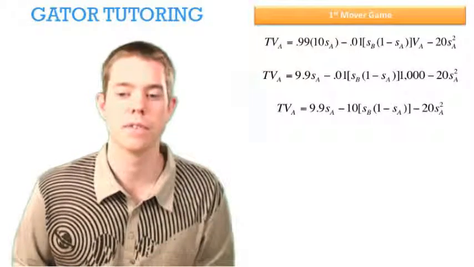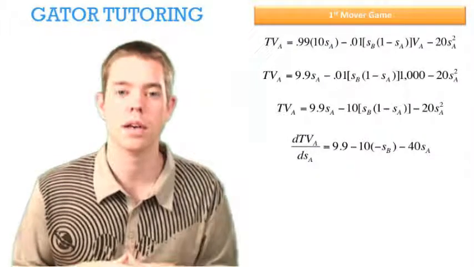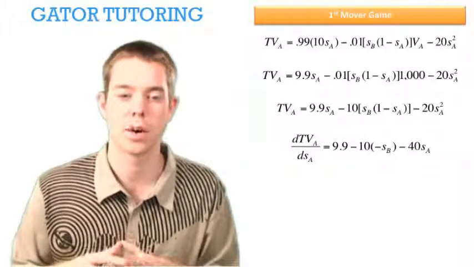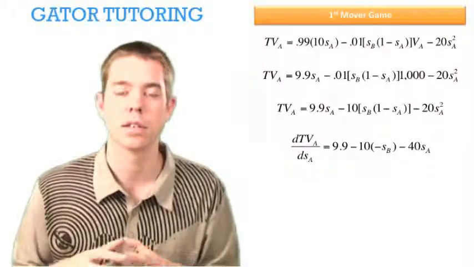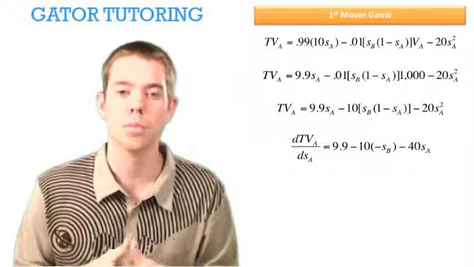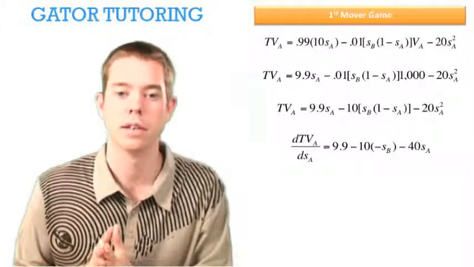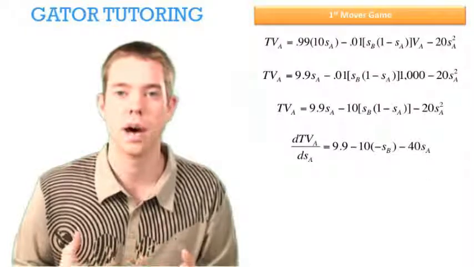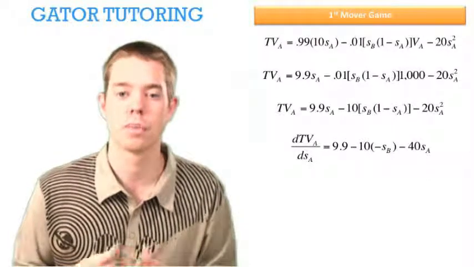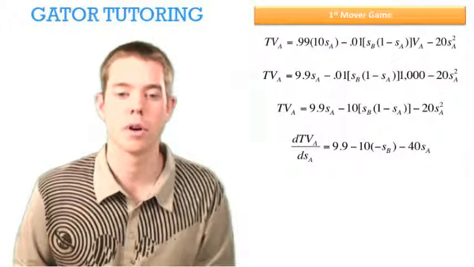Now we're ready to take the derivative of this with respect to SA. The 9.9 SA just becomes 9.9. We leave the 10 outside the brackets, and we do the derivative inside the brackets. So we have SB times 1 minus SA, and we want to take the derivative of that with respect to SA. Well, we distribute through the SB, so it's SB minus SB SA. So that derivative is just simply minus SB, because the SA drops out, and the SB by itself drops out. And then we have minus 40 SA when we take the derivative of that last part.